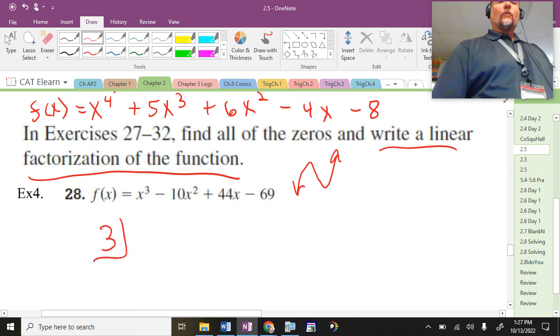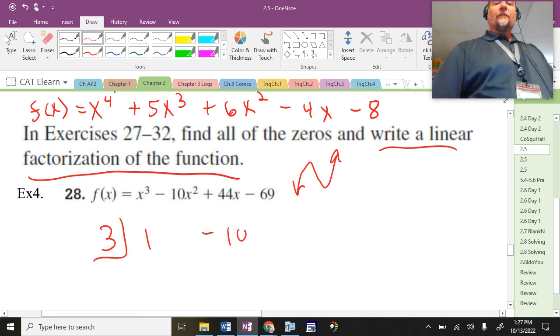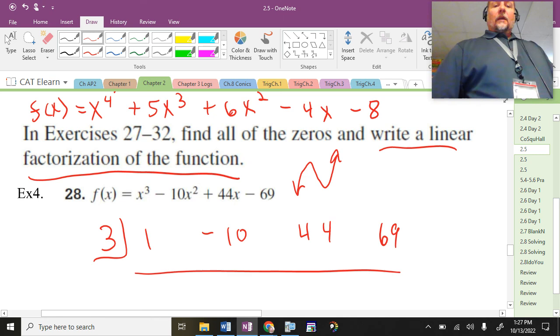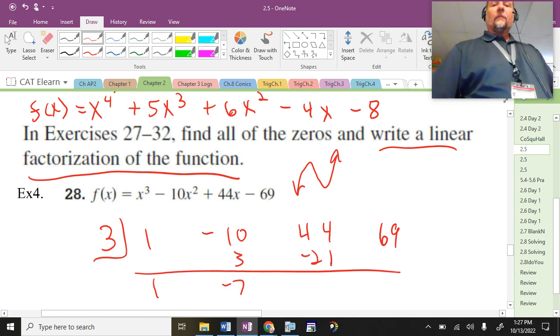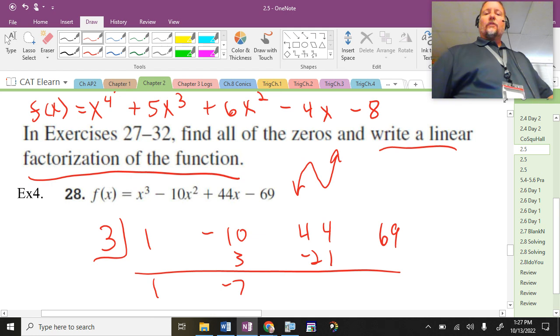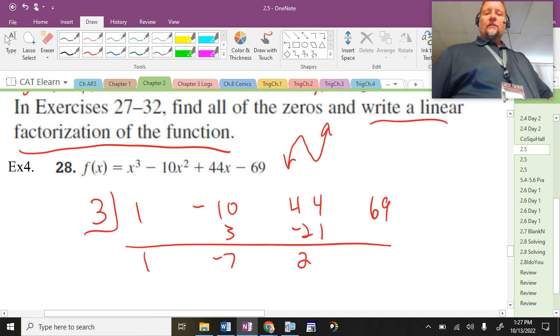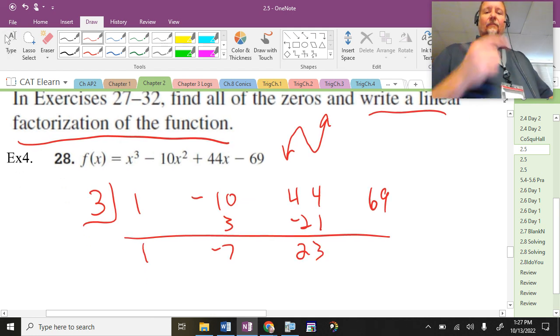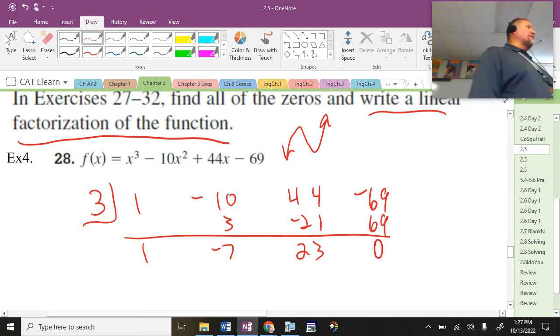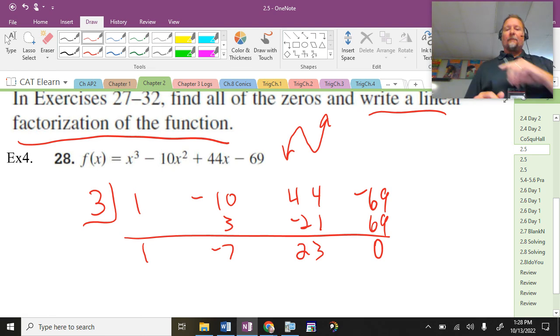I got what the zero should be: 1, -10, 44, and then 69. And then 1, 3, -7, -21, 44, 34, 24, 23. And it is... Did I do something wrong? Oh, yes, I did do something wrong. I didn't write a negative there. And then I knew it should have been a zero, so I knew I'd made a mistake somewhere. I forgot to write -69.